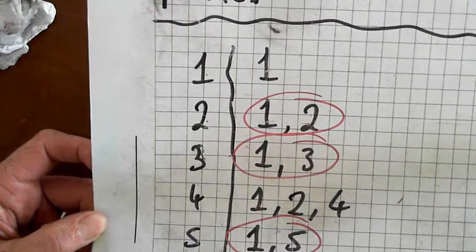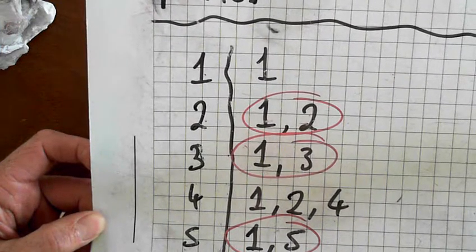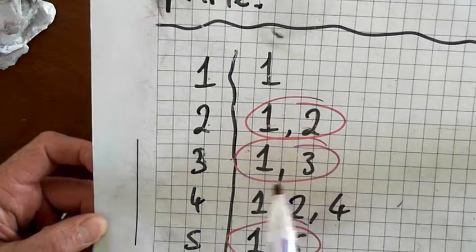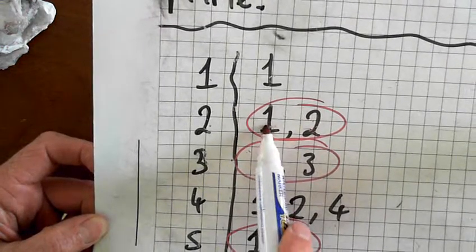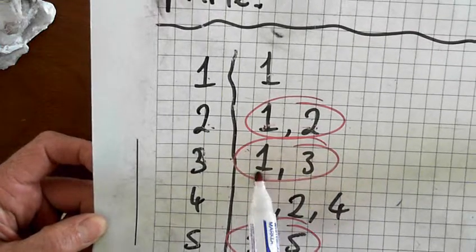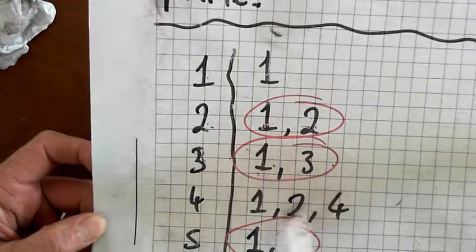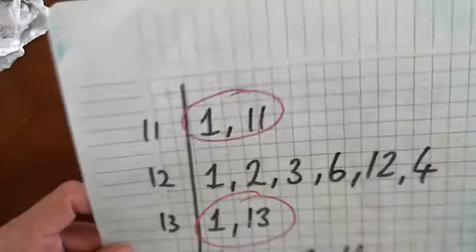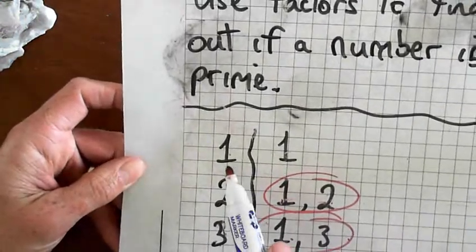Is it 3 though? It has to be a whole number, no halves. The factors are 1 and the number itself. 1 and 3, the number itself. 1 and 5, the number itself. 1 and 7. And the next one: is 1 a prime number? 1 is not a prime number.